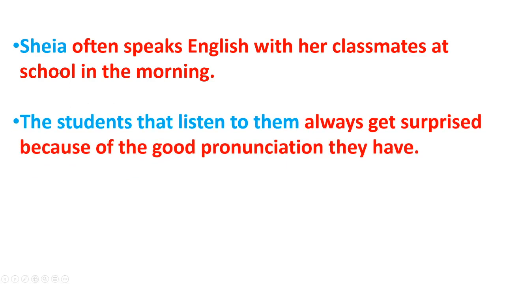One more. Here you have more words in the subject. The students that listen to them, so you have students. Students always get surprised because of the good pronunciation they have, and that makes sense. But I want to say which students? The students that listen to them, to the people speaking, right? Always get surprised because of the good pronunciation they have. If I want, I just say always get surprised. The students always get surprised. But then I need more meaning, so I add more information with other words. Great. In blue, we have the subject. In red, we have the predicate.